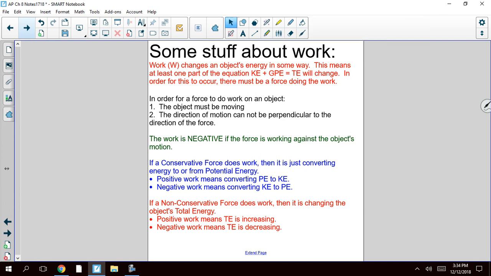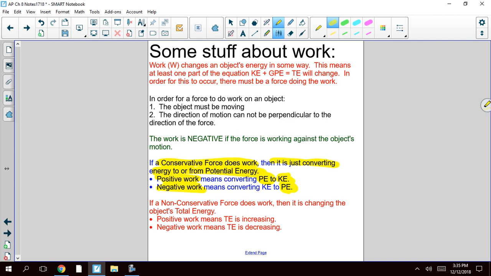When a conservative force, okay, so this is important. I don't think I stressed this last time. All right, so if a conservative force does work, it doesn't actually change the total energy. The only thing that it's doing is converting energy to or from potential energy, okay? If you've got positive work done by a conservative force, it means that you're losing potential energy and gaining some other form of energy. Here it says KE, but it could be transferring the energy to some other object. Similarly, if a conservative force does negative work, it means that you're gaining potential energy in some fashion.